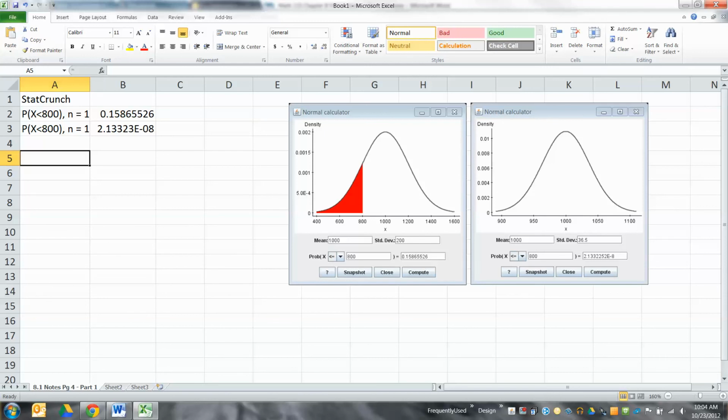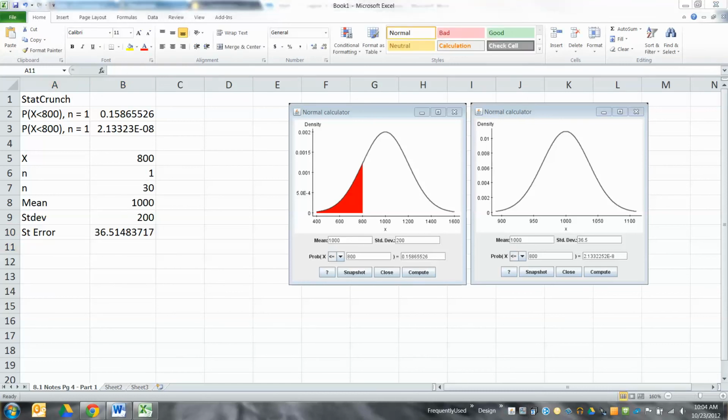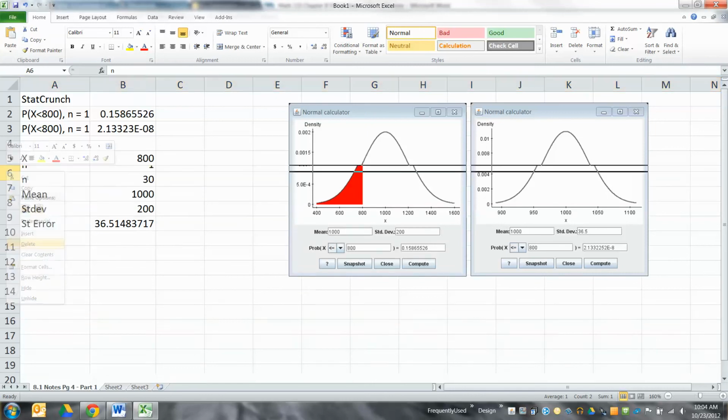Let's see here. For my own benefit, I want x to be equal to 800. I want n to be equal to 1 or n to be equal to 30. I'll find each of those. And then our mean was, let me think, 1,000. No, you don't have to do it this way. This is just me trying to keep track of what we're doing here. And the standard deviation was 200. And that's true. The standard deviation is 200. The standard error, however, is equal to 200 divided by the square root, SQRT, of 30. There we go. So I guess all in all, I really don't need the n equals 1 thing. I'm going to delete that row.